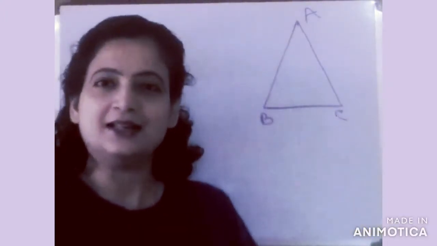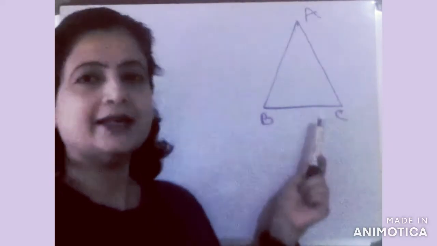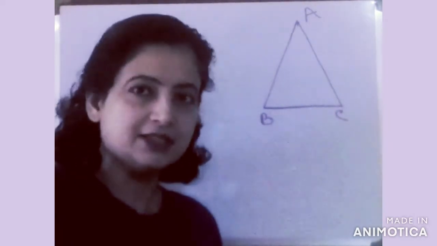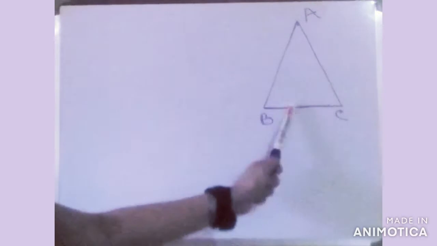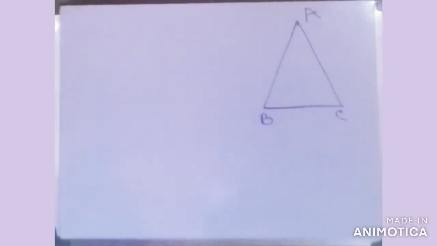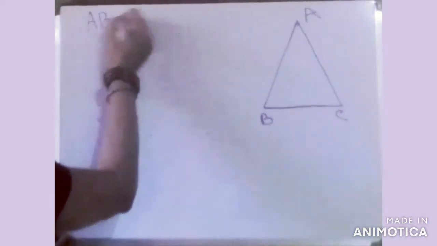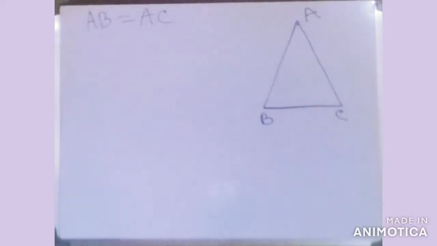Today we will prove that in an isosceles triangle, the angles opposite the two equal sides are also equal to each other. How? Let's see. This is a triangle ABC. This is an isosceles triangle where AB is equal to AC. So it's our given condition that AB is equal to AC, as it is an isosceles triangle.